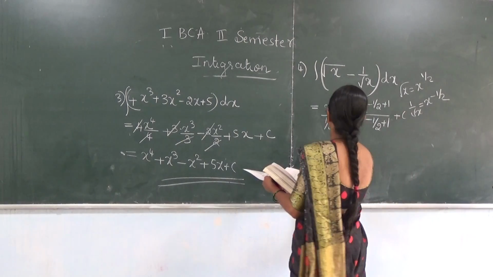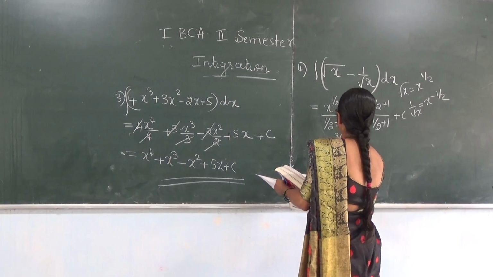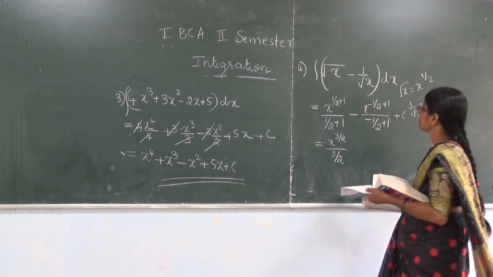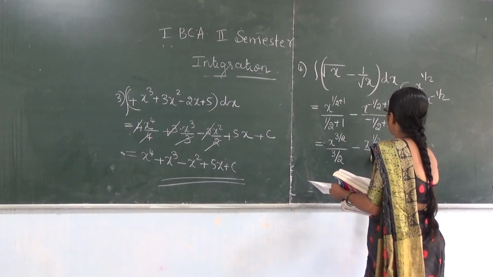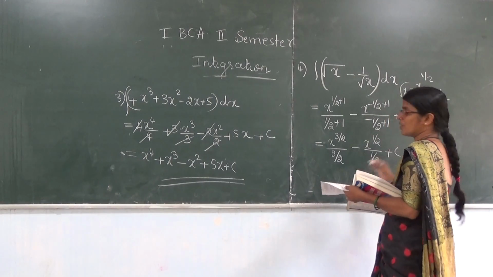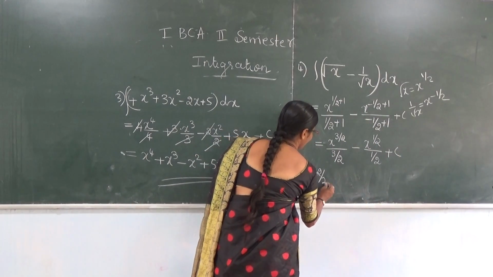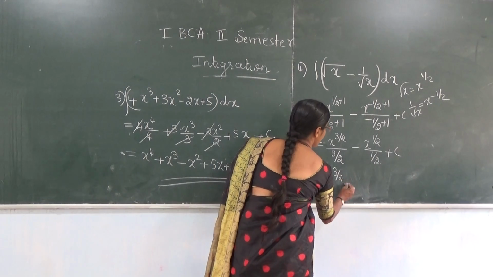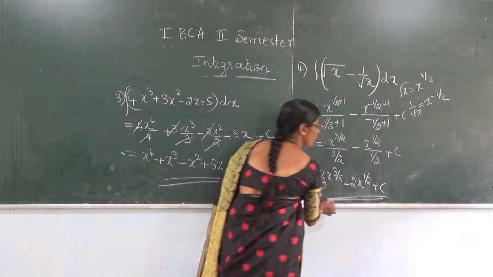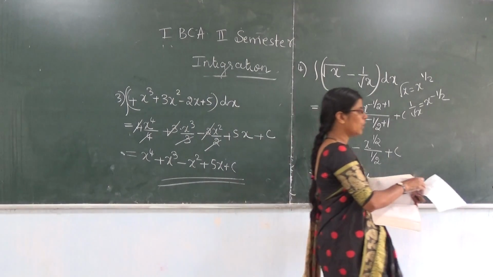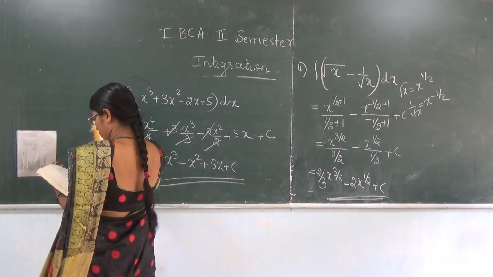So that is equal to x to the power 3 by 2, half plus 1 is 3 by 2, divided by 3 by 2, minus x to the power half divided by half, plus c. So you can write this as 2 by 3 x to the power 3 by 2 minus 2x to the power half plus c. Okay, this is the integral of root x minus 1 by root x.